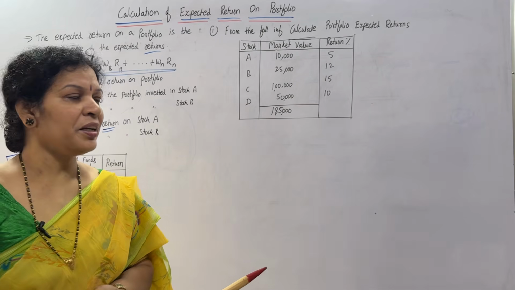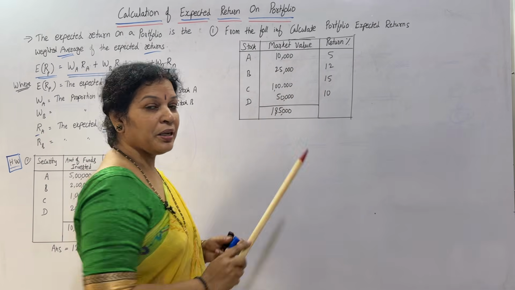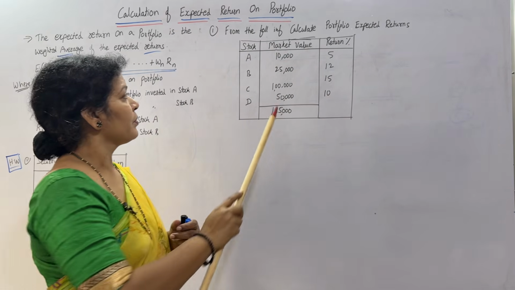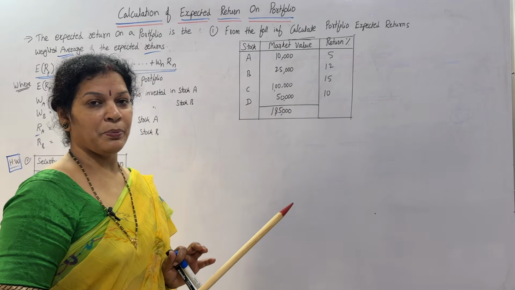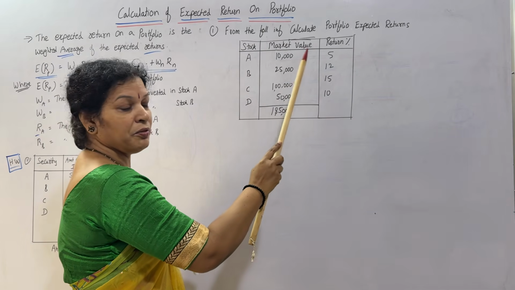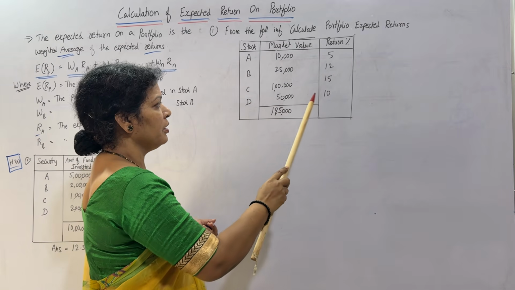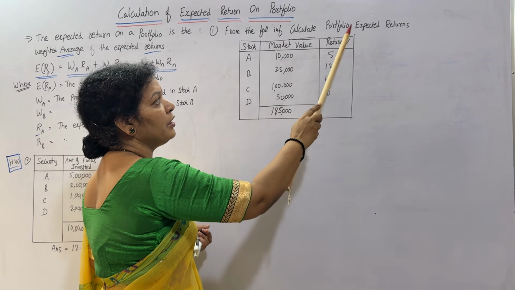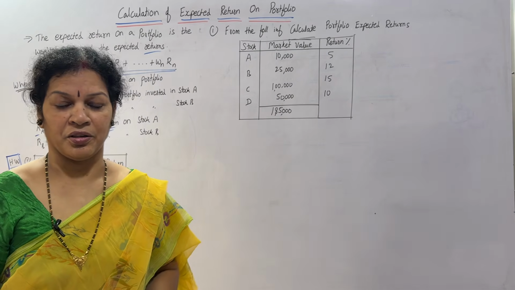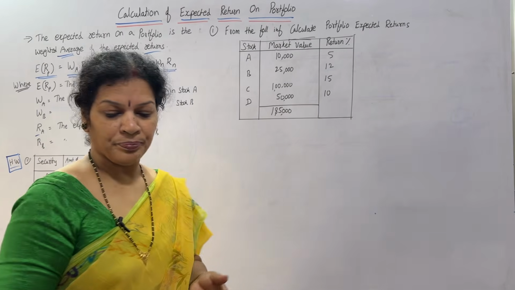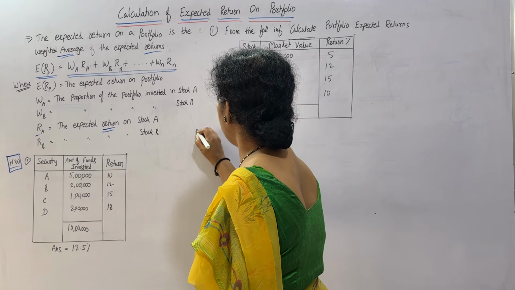But what is the return you are getting? On stock A, with a market value of 10,000, I am getting a return of 5%. In the same way for stock B, 25,000 is the market value, I am getting a return of 12%. For C, 1 lakh investment, I am getting 15% return. And D, this much. Now they are asking us to calculate portfolio expected returns. Altogether, how much can you expect, that is the result they want. For that, we'll use the same formula. The formula is ERP, the same formula. Should I write?